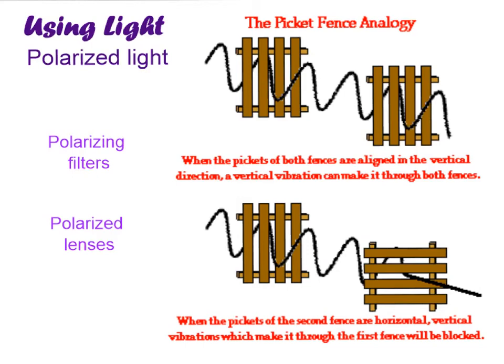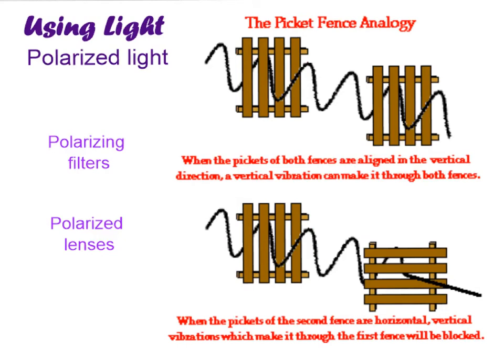Light can be polarized by using a special filter with lines of crystals that act like a group of parallel slits, kind of like the slits on a picket fence. Only light waves with magnetic fields that vibrate in the same direction as the lines of these crystals can pass through. Polarized lenses, like sunglasses, use these polarizing filters in a particular way.